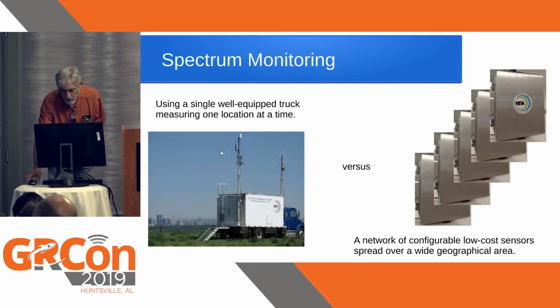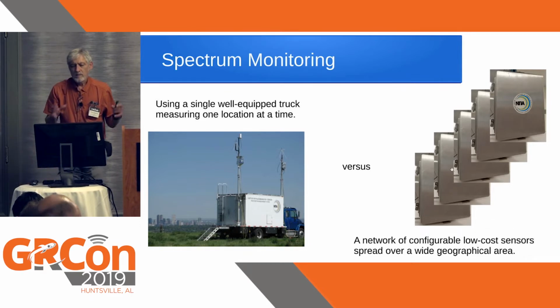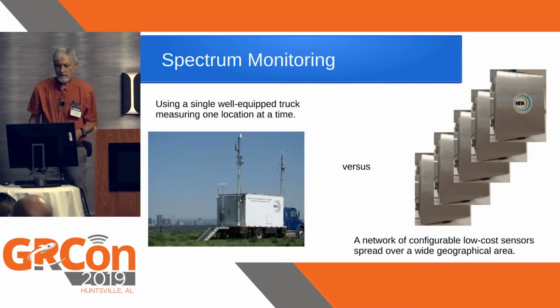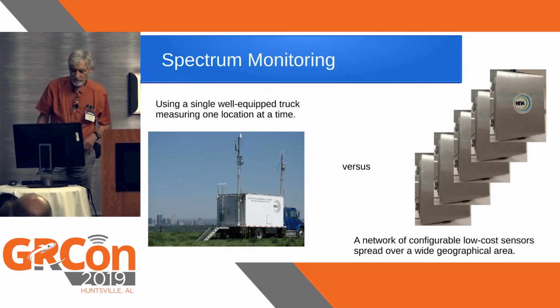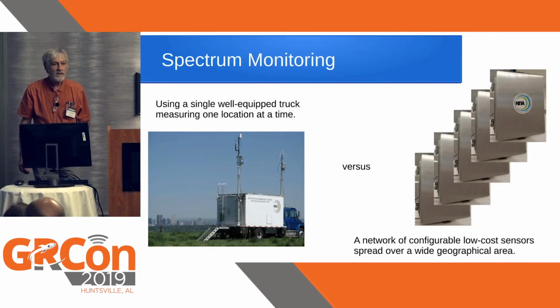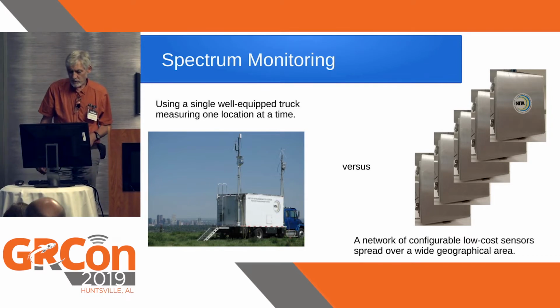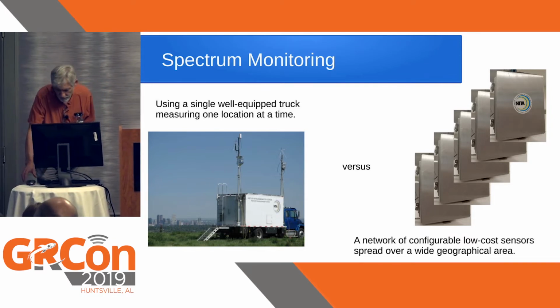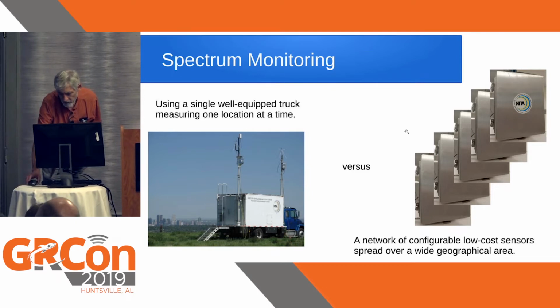And the alternative to that is to have several smaller things that cost much less, and you put those in various locations, and you can actually then simultaneously look at the spectrum in many different places. So that would be a network of configurable sensors.